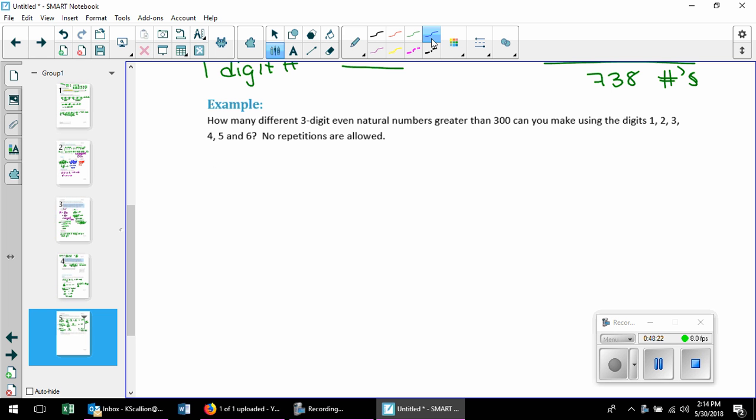Okay, how many different 3-digit even natural numbers greater than 300 can you make using the digits 1, 2, 3, 4, 5, and 6? No repetitions are allowed. Welcome to my world.